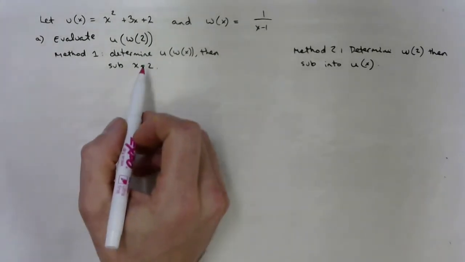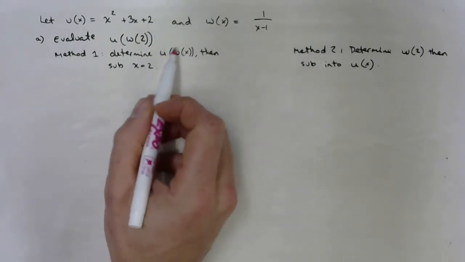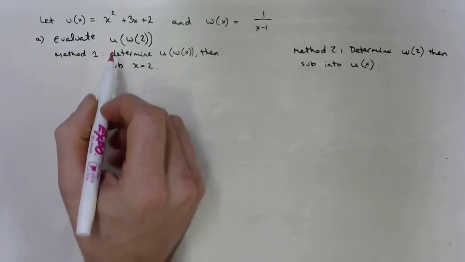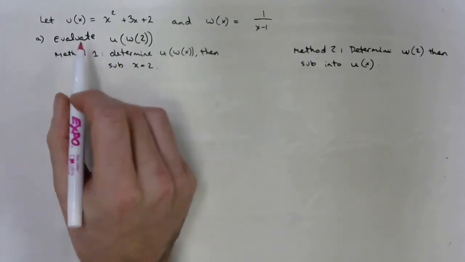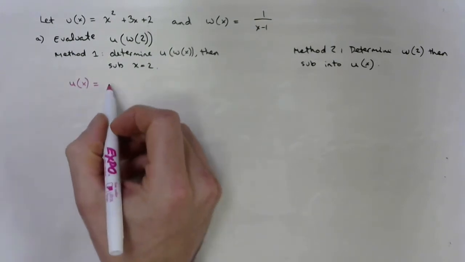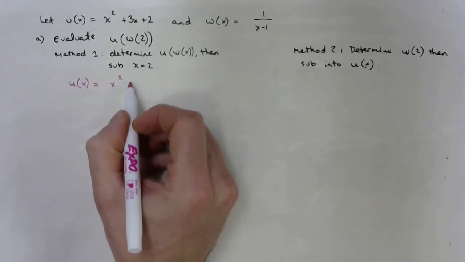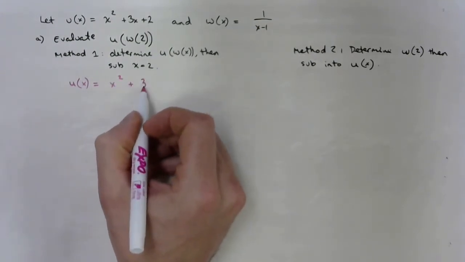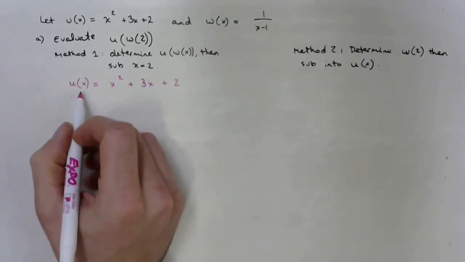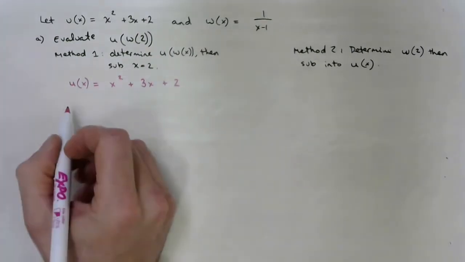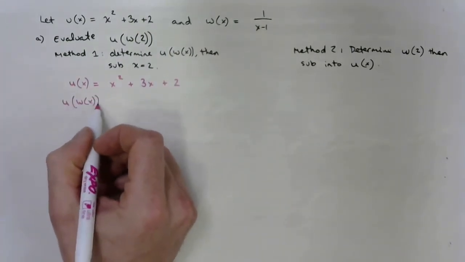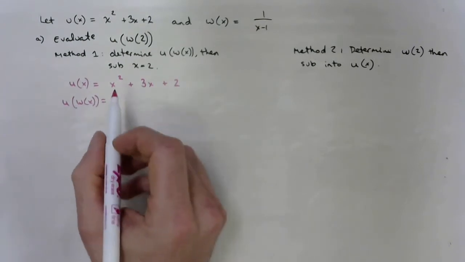So method 1 first. We're going to determine the composite function and then sub in to wherever we see x. So again, following the same steps, we have u of x. You might be at a point where you don't need to write down u of x in order to do what you need to do, but I'm still going to write it down every step. And everywhere I see an x, I'm going to sub in w of x. So u of w of x would look more like this.